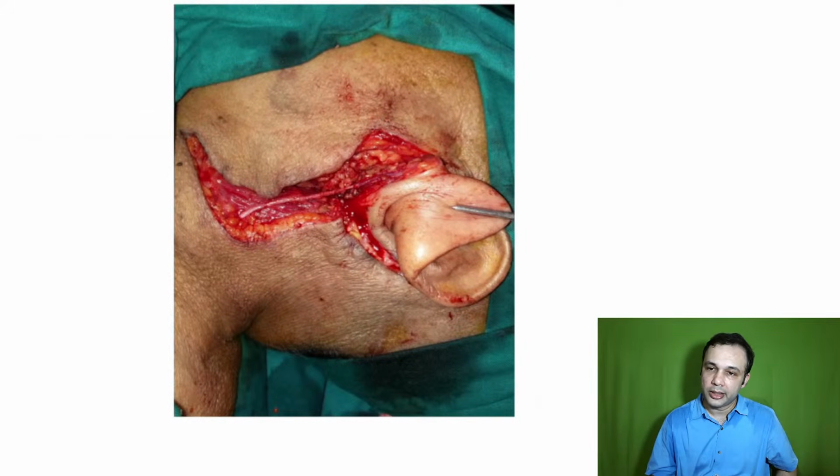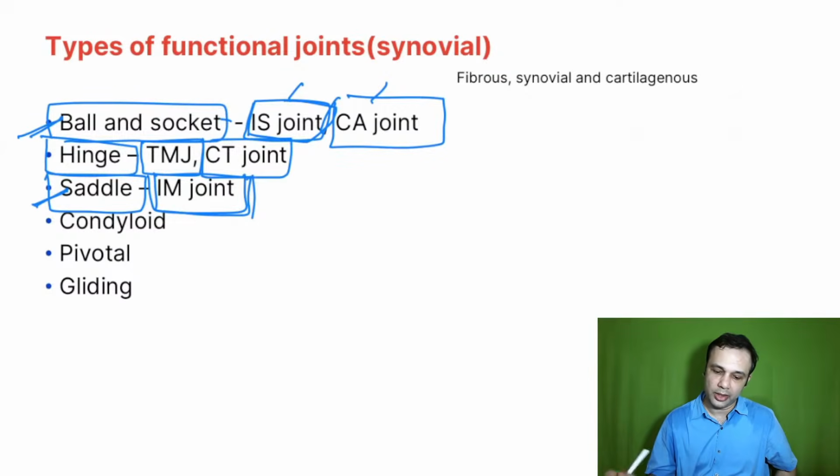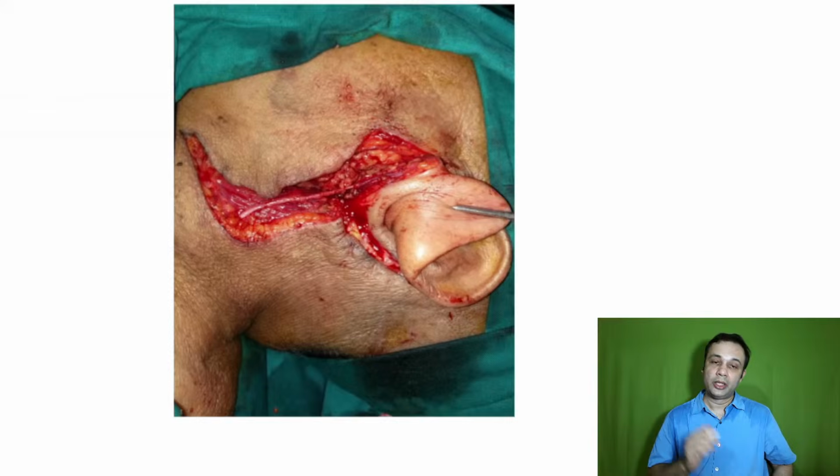Stardust, TM joint is a condylar joint. Yes, it is a condylar joint. Yeah, it is a hinge type of condylar joint. Okay, so what do you have here?